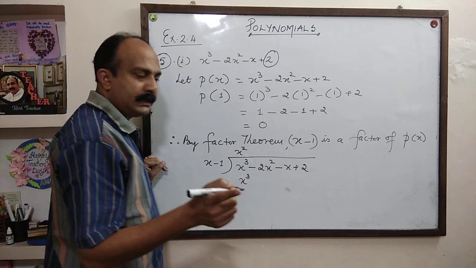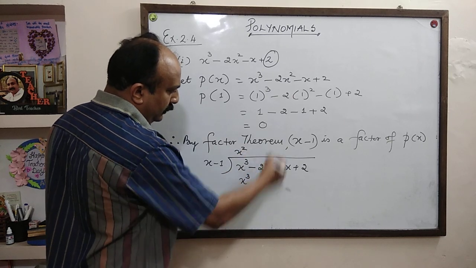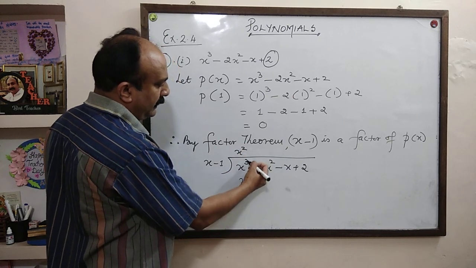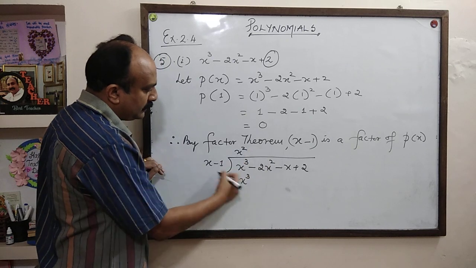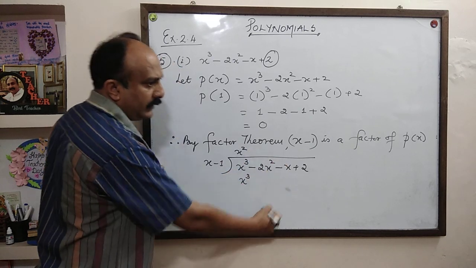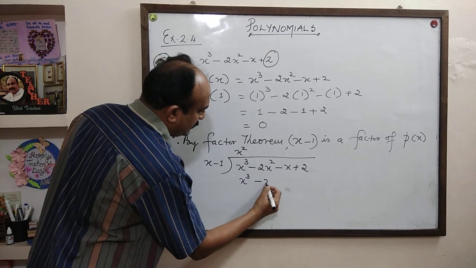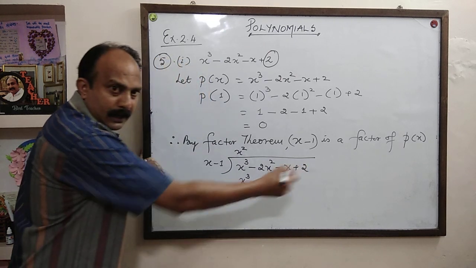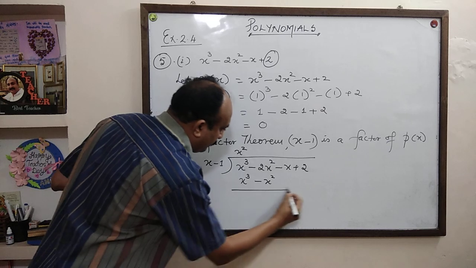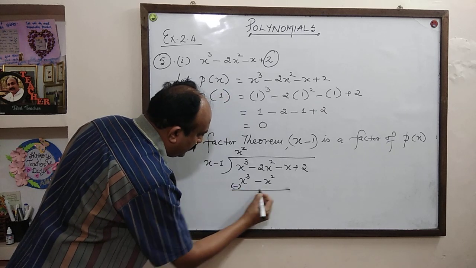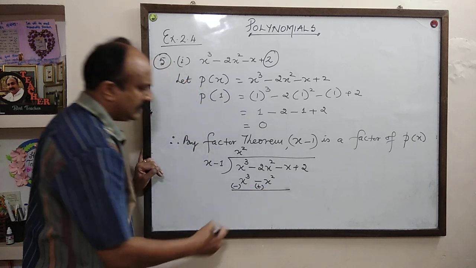And you have to write like terms below the like term. X cube term will be written below x cube, x square will be written below x square, and so on. X square into minus 1 is minus x square. Now subtraction. Subtraction means sign change and addition.